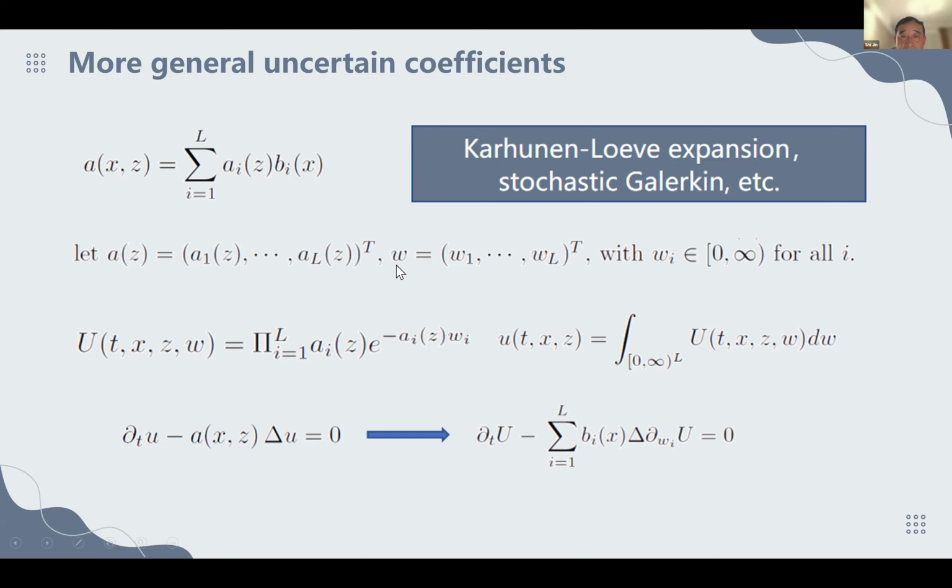In this case, this new variable W has to be L dimensional. So you need a vector of dimension L to get rid of all these A_i of Z. So now the capital U is just the product of all these L dimensional variables. Then you start with this heat equation, for example, and you end up with this equation for capital U, where now you have new L dimensional derivatives in W, but the coefficient only depends on B_i of X, no more Z.